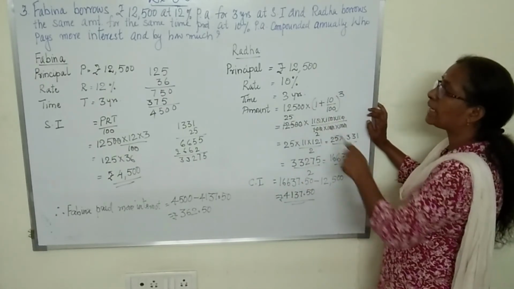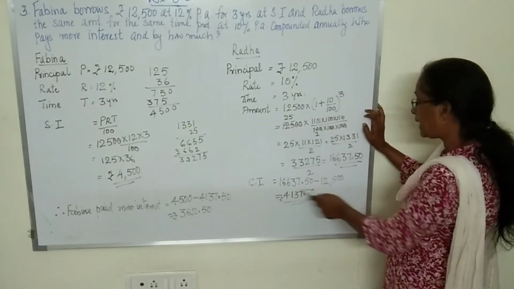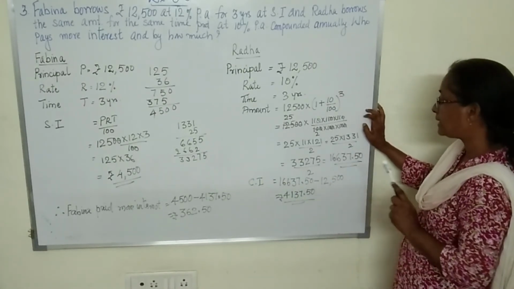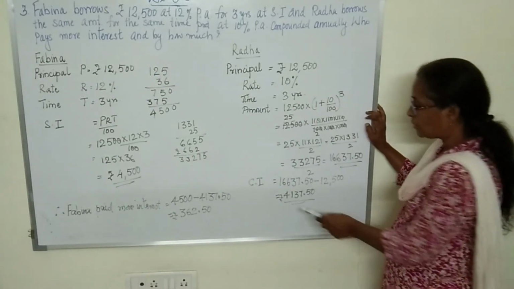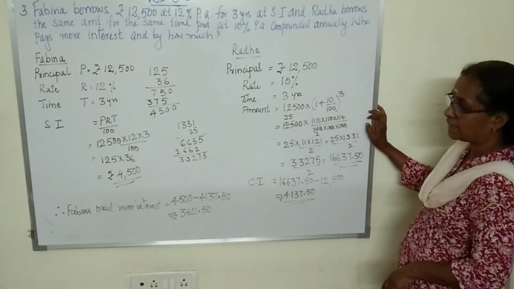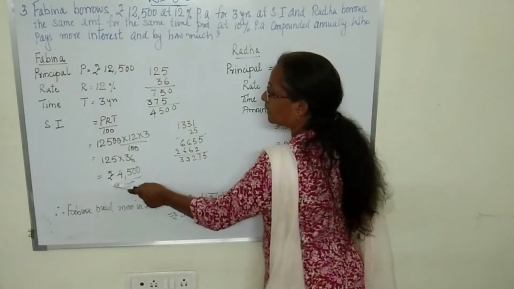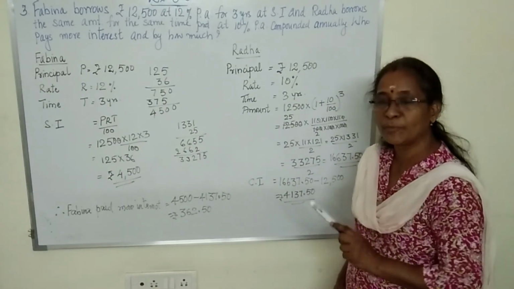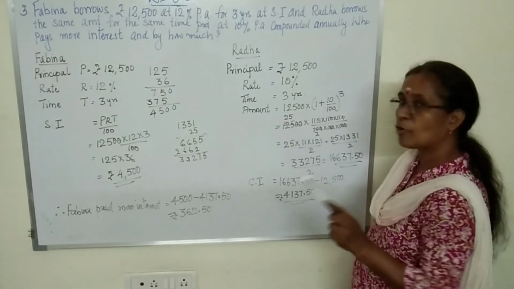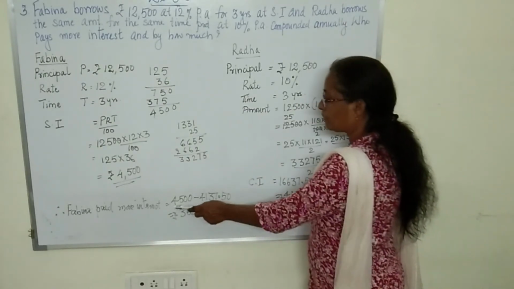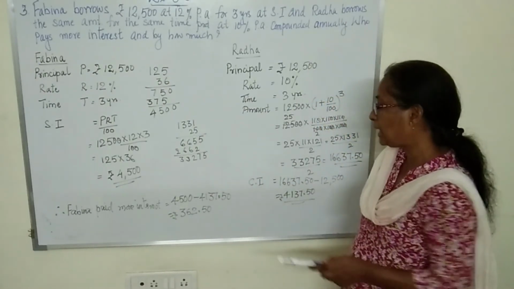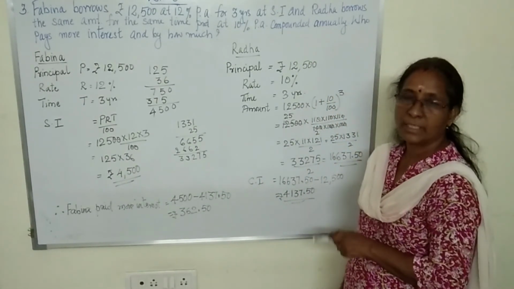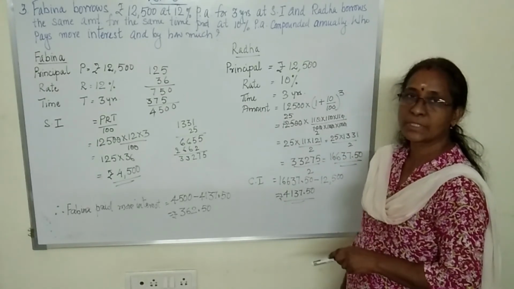From that, when we subtract the principal, we get the interest. The compound interest that she paid is 4,137.50. Now, this amount is the interest paid by Radha, and this is the amount paid by Fabina as interest. So who paid more? Fabina paid more. How much did she pay more? You have to find their difference. So Fabina paid 362 rupees 50 paisa more than Radha as interest.